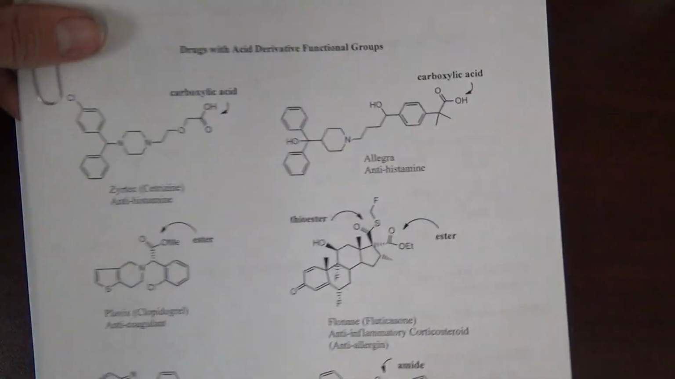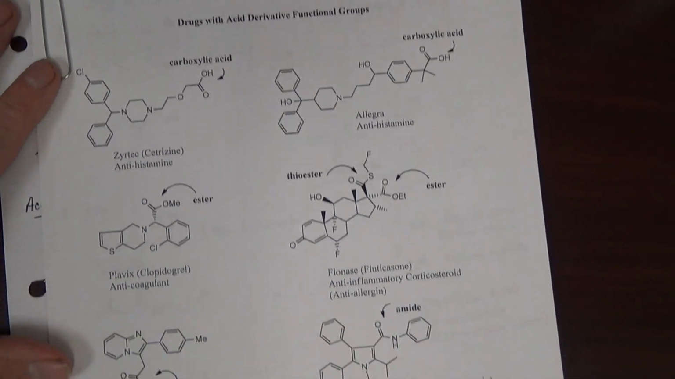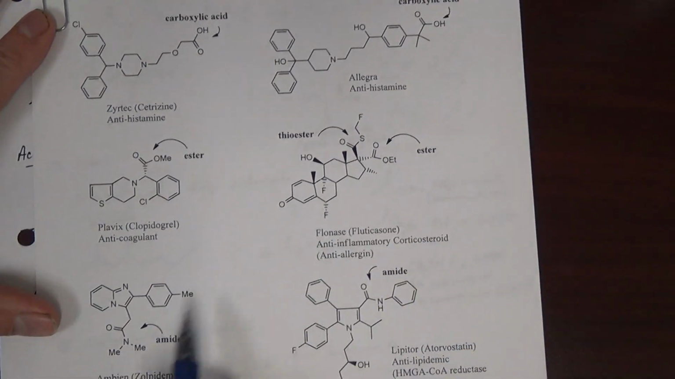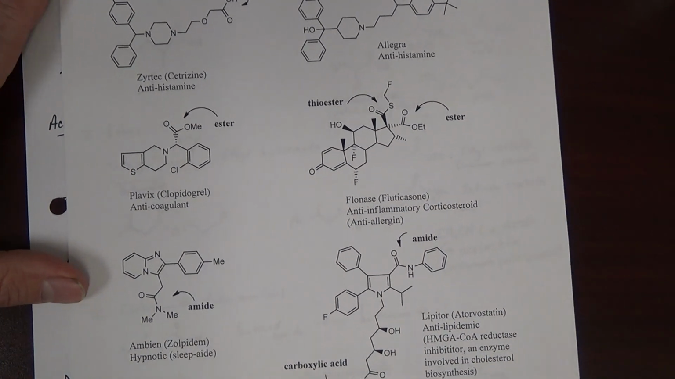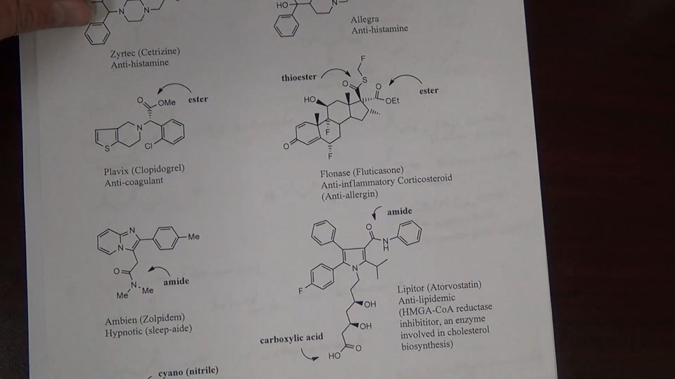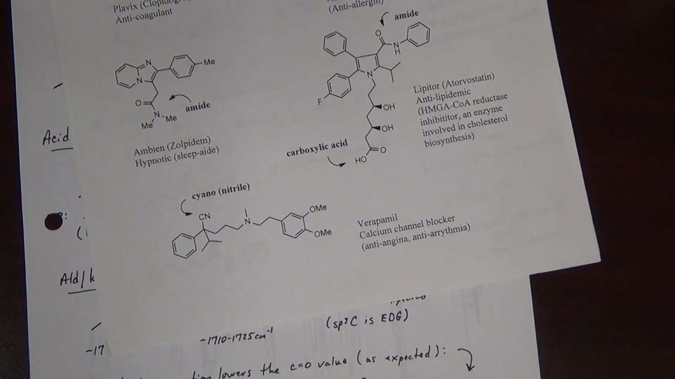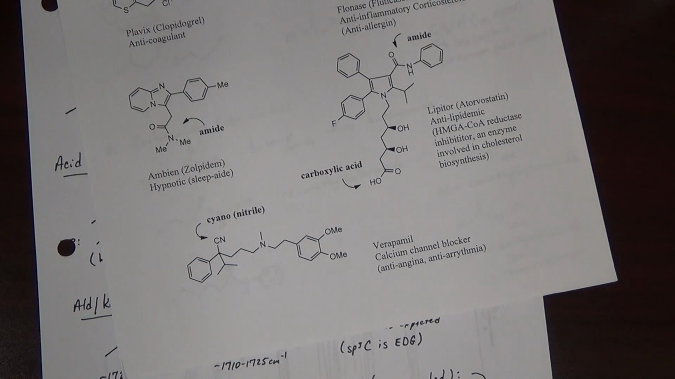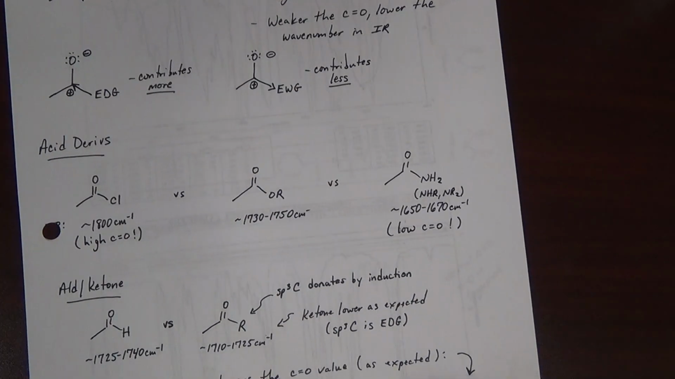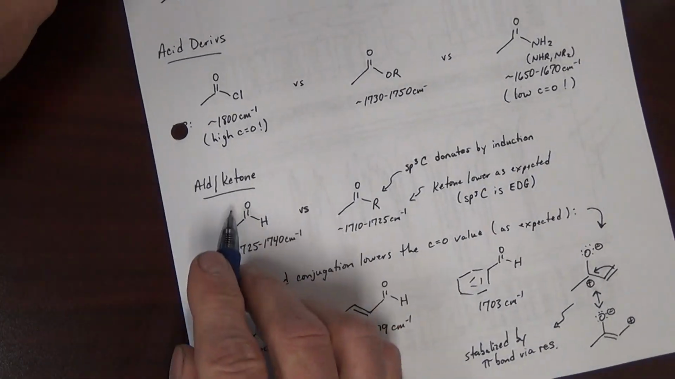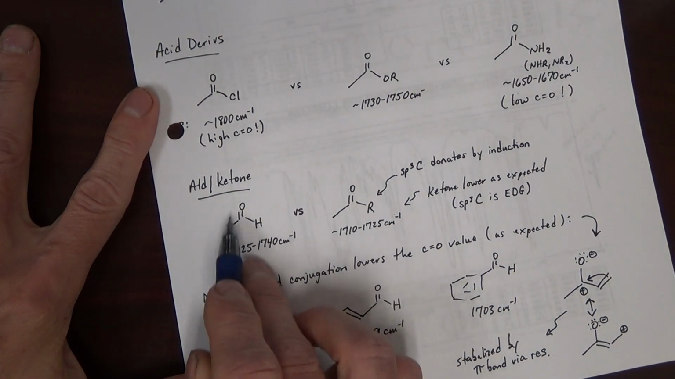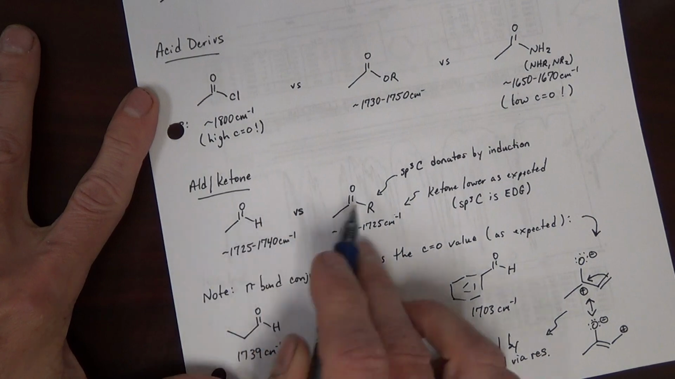Of course, there are carboxylic acid derivatives. Most of them have a carbonyl, whether it's a carboxylic acid or ester or amide, those being the most common. Of course, a nitrile does not have a carbonyl, so it's not relevant to this discussion. But also in this discussion, we'll look at aldehydes and ketones, and how the carbonyl absorbance or stretch varies for them.